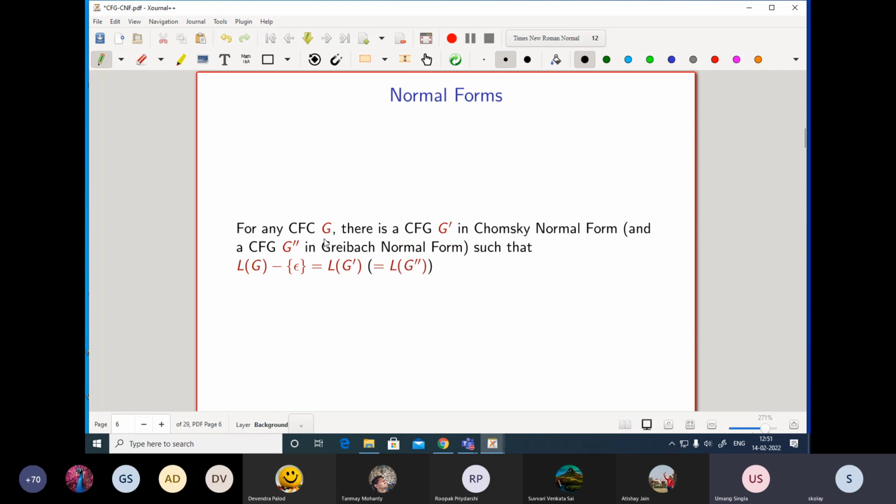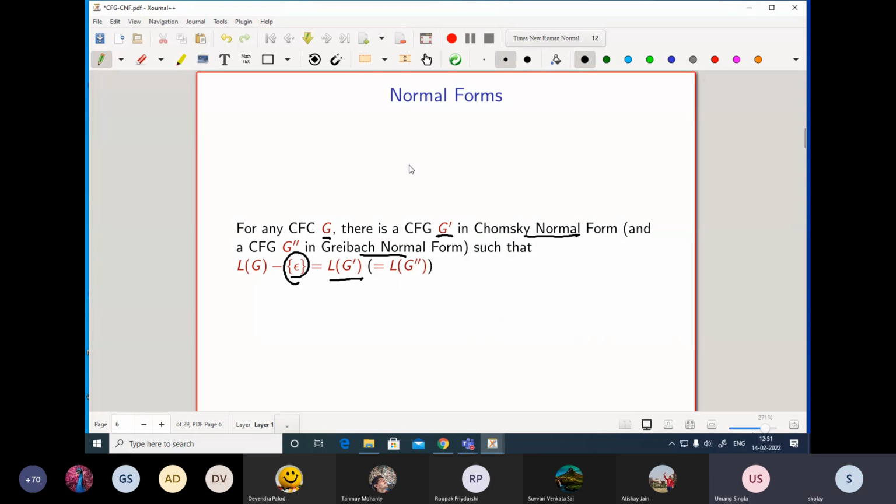So for any context-free grammar G, we will be showing this: for any context-free grammar G, there is a context-free grammar G dash in Chomsky normal form, and also another context-free grammar in Greibach normal form, such that if you just forget epsilon, the rest of the strings can be generated by this new normal form grammar.